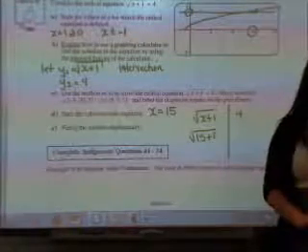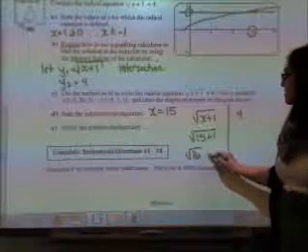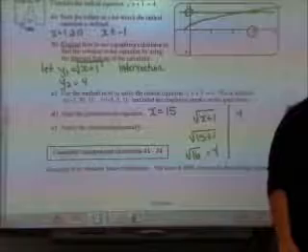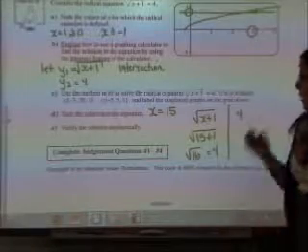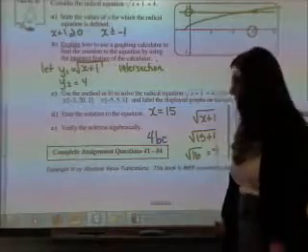What's 15 plus 1? And what is the square root of 16? So now I've shown that the two sides are equal. So what I want you to do is questions 4, B, and C.